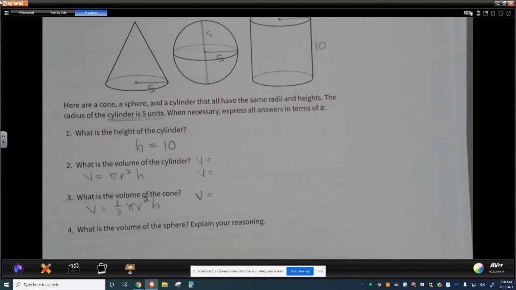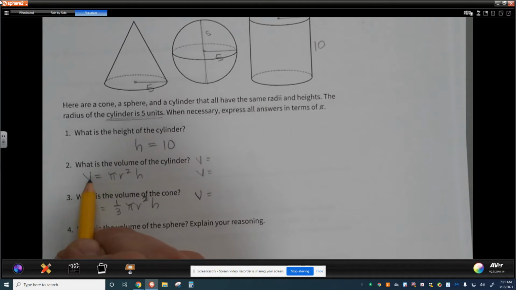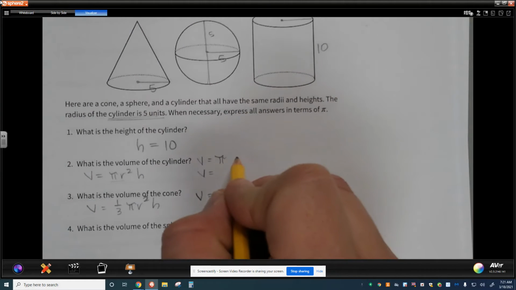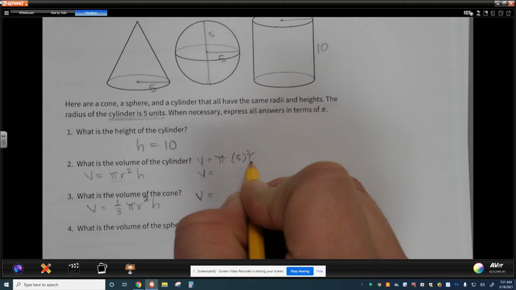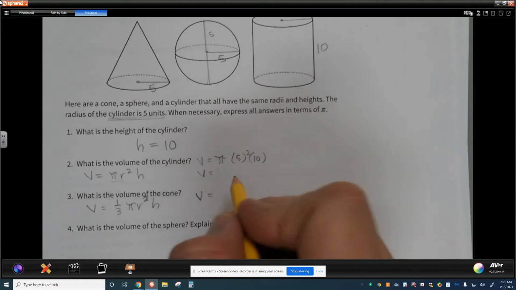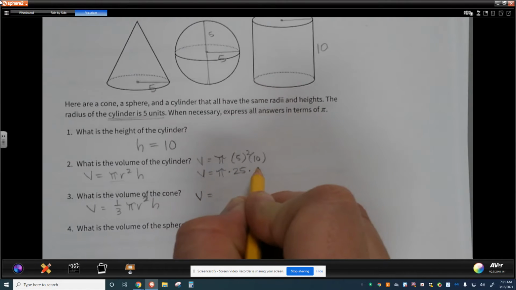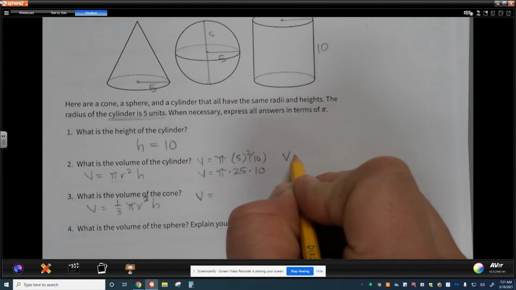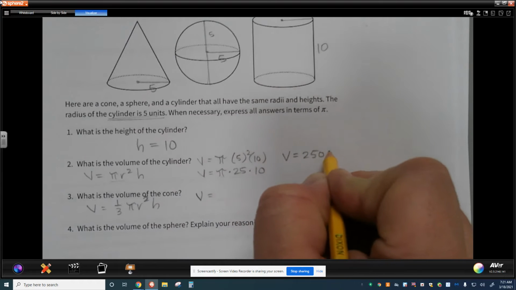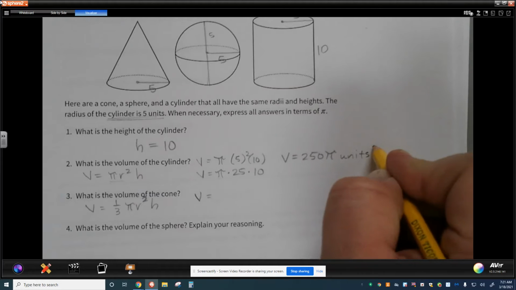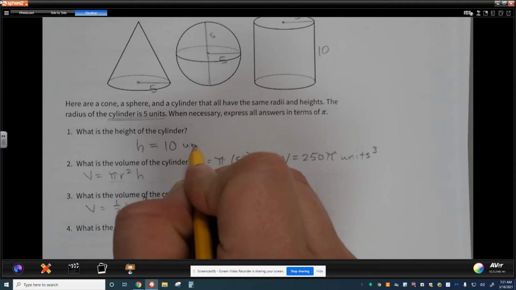Talk about the volume of a cylinder. Here's the formula for volume of a cylinder. Remember that the volume of the cylinder is equal to the area of the base times the height. We're going to leave things in terms of pi. Our radius is 5. Our height is 10. And so we end up getting a value of pi times 25 times 10, which gives us a total volume of 250 times pi units cubed. We should have this one labeled units as well.